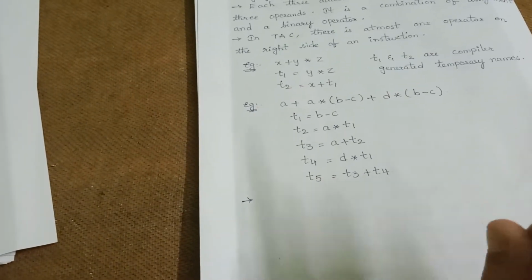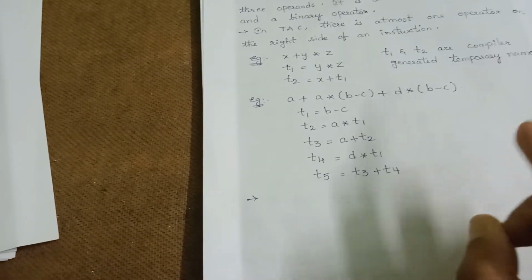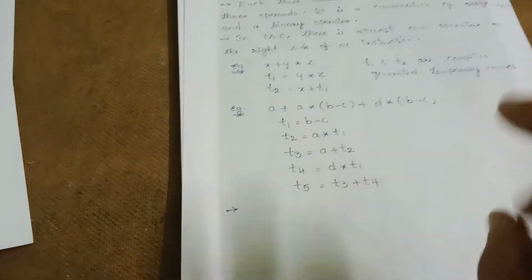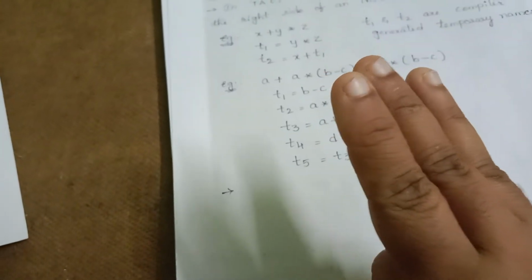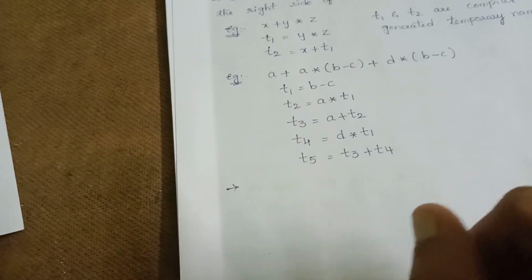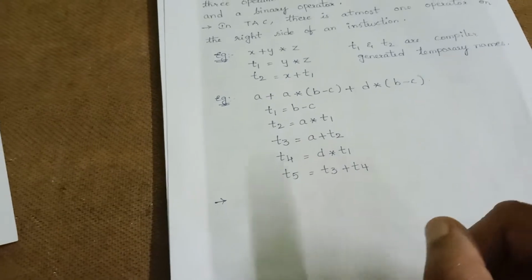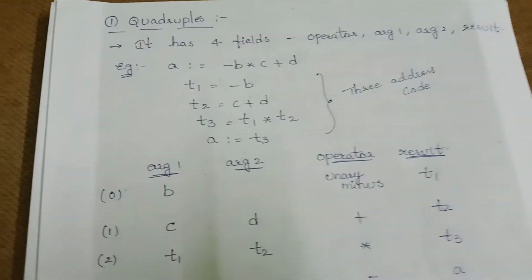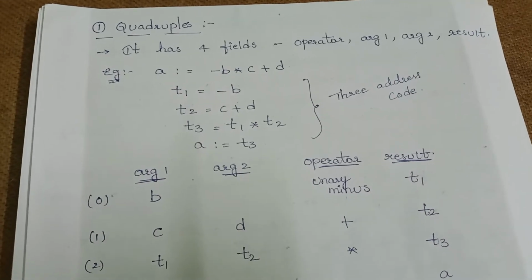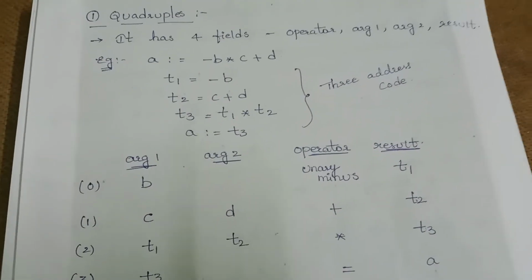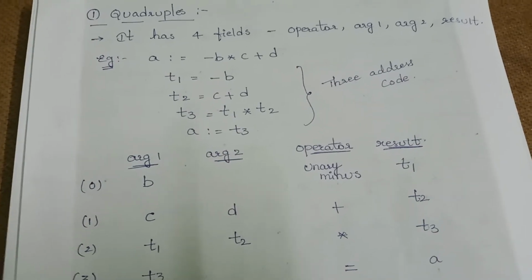The name 3 address code itself tells that it should have only 3 operands, not more than 3 operands. In that we can consider one operator on the right side of an instruction. In 3 address code, we have quadruples, triples and indirect triples. So let's see what quadruples are.